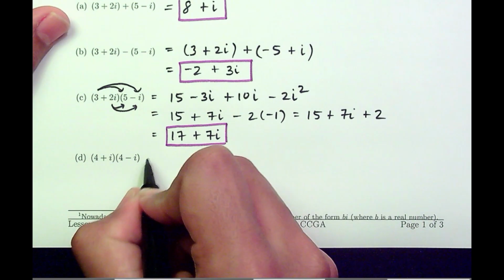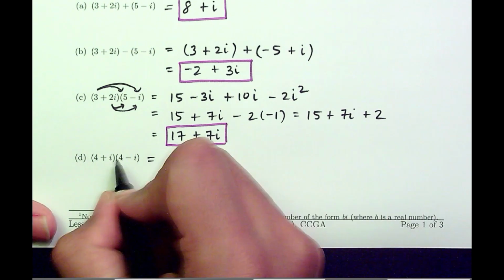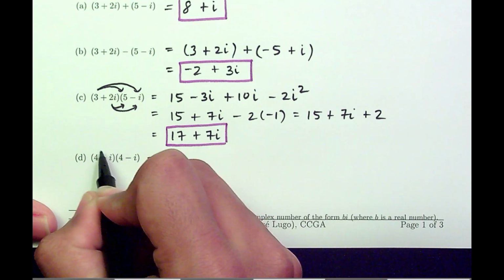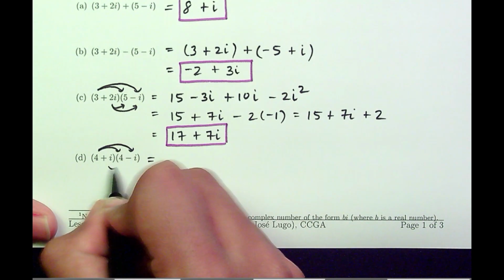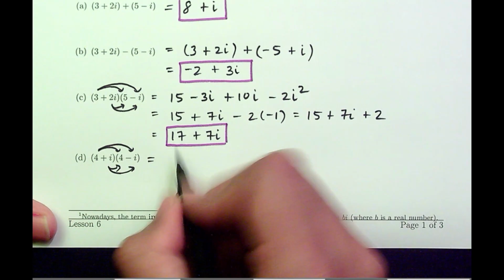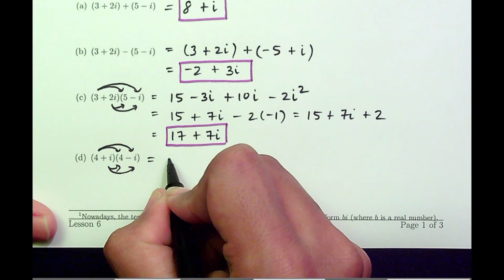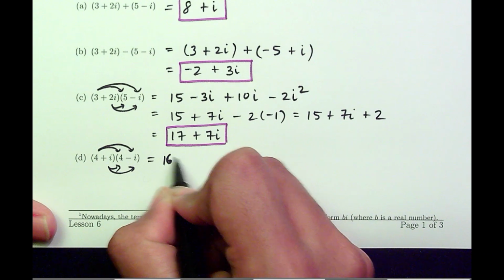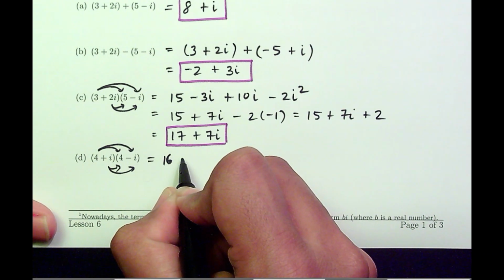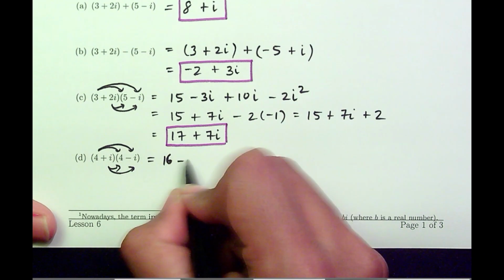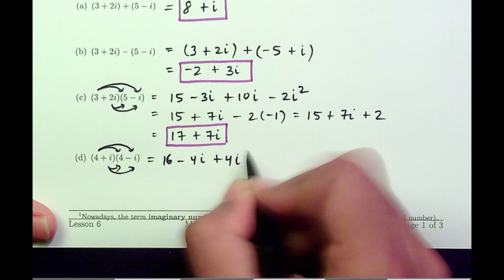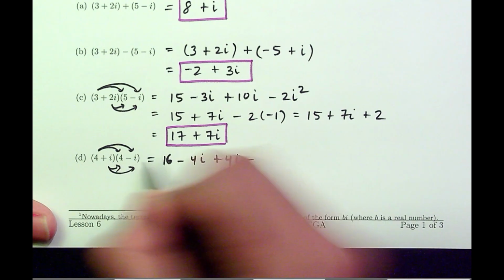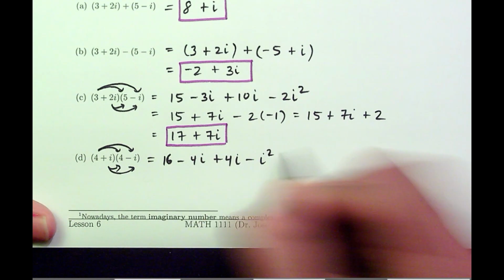Okay, let's do it. So FOIL or multiply. This is going to be 4 times 4, 4 times negative i, i times 4, i times negative i. So 4 times 4 is 16, and then 4 times negative i is minus 4i. i times 4 is plus 4i, and then i times negative i is minus i squared.